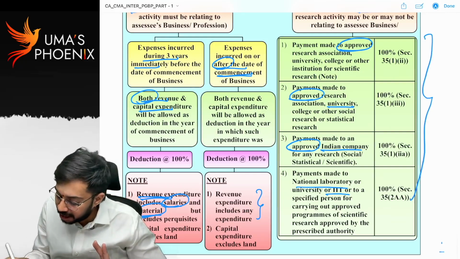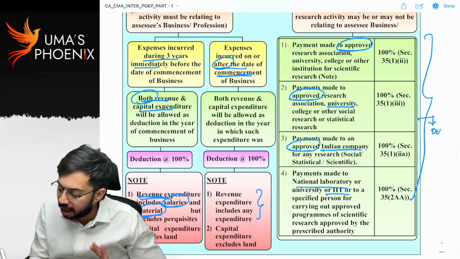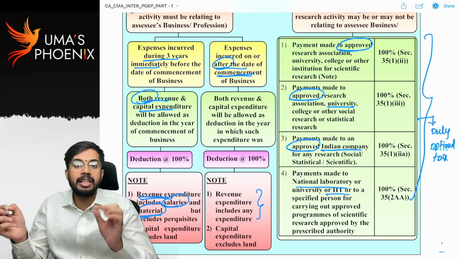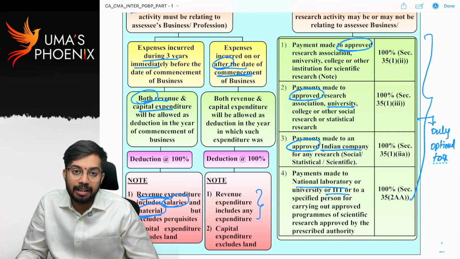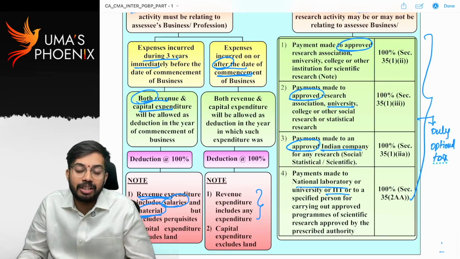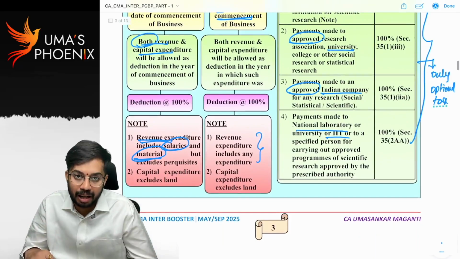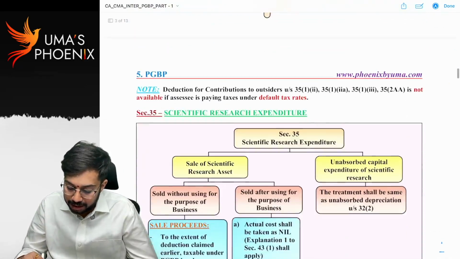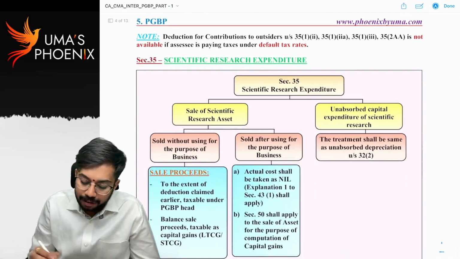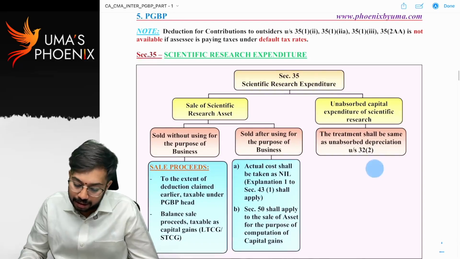But this benefit is available only under optional tax rates. If SSE is paying taxes under default tax rates, then whatever the donation that is given, that is not allowed as deduction under the head PGBP. Only if SSE is paying taxes under optional tax rates, then only donation given is allowed as deduction under section 35. Next, sale of scientific research asset.